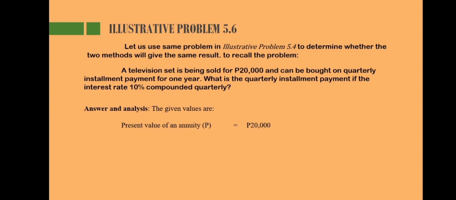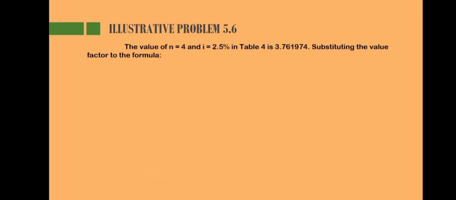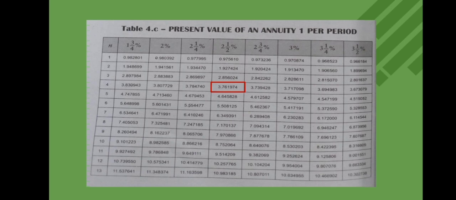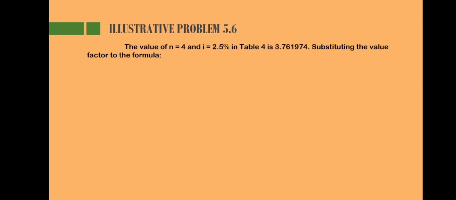The given values are: present value of an annuity is 20,000, periodic interest rate is 2.5%, total compounding periods N is 4, and the annuity payment is what we are looking for. The value of N is equal to 4 and I is equal to 2.5%. In table 4, the value factor is 3.761974.